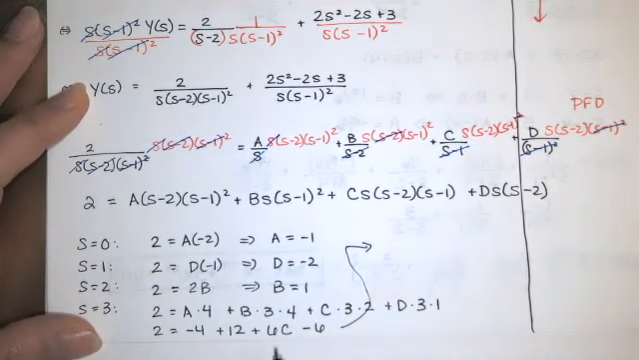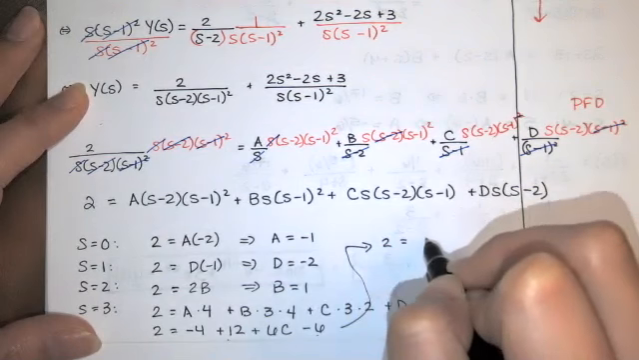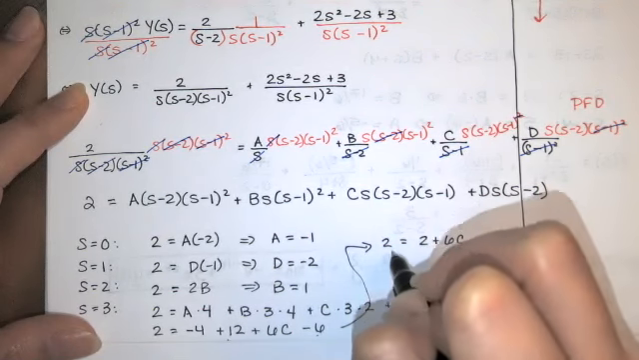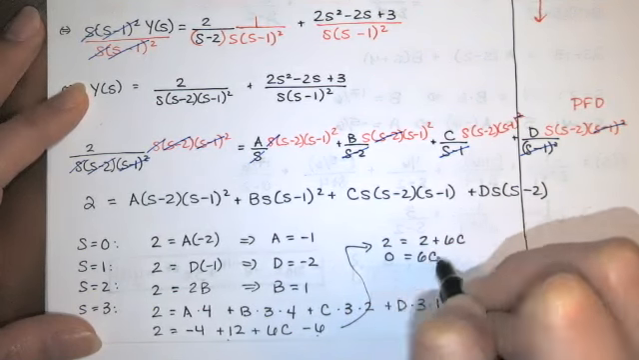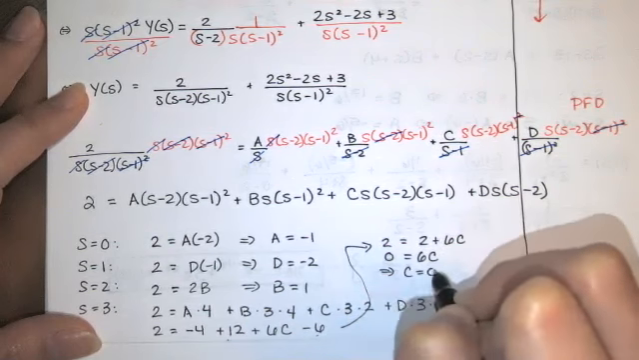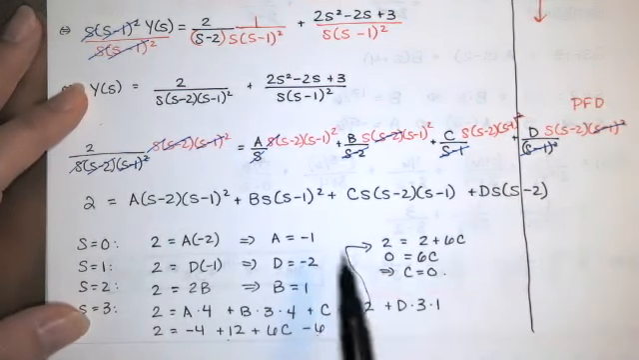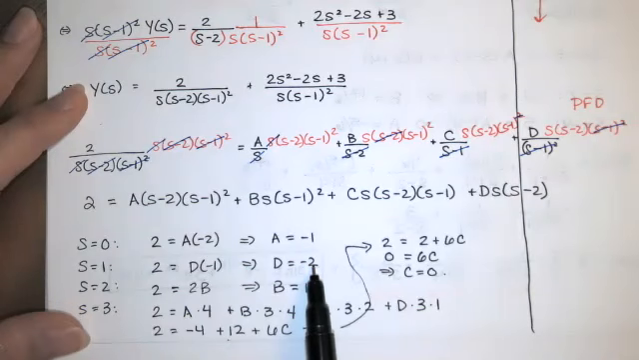And if I simplify this, I've got 12 minus 6 is 6. 6 minus 4 is 2. So I end up with 2 equals 2 plus 6c. So 6c must be 0. So that means c must be 0. Okay, cool.